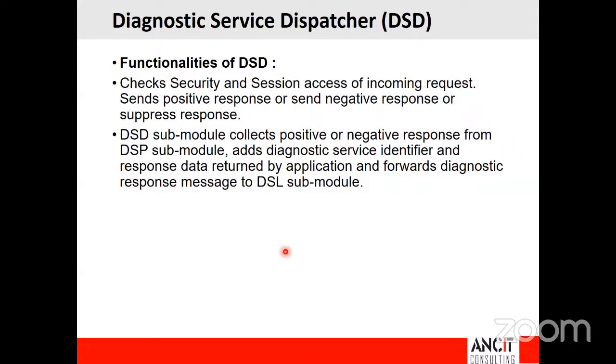As we are going to see only the 22 service, that is read data by ID: suppose I am requesting service 22, but it is not configured. The DSD will check its service table to see whether it has been configured or not. If it is configured, it will send a positive response down; otherwise it will send a negative response code. For example, I think it is NRC 11 that will be forwarded down, which is a negative response. Why does it send a negative response? It is because you haven't configured that read data by ID.